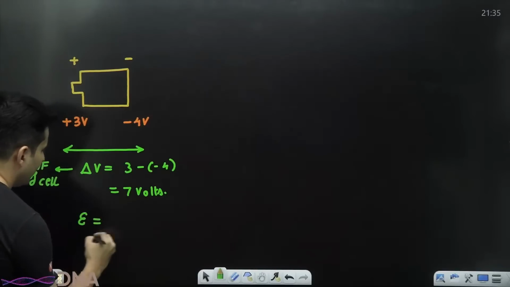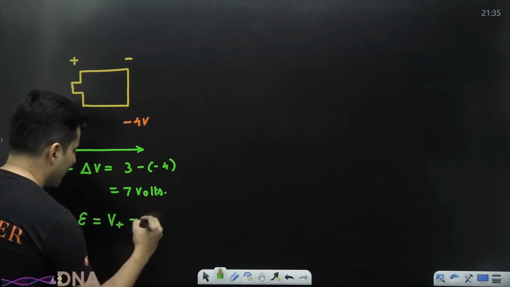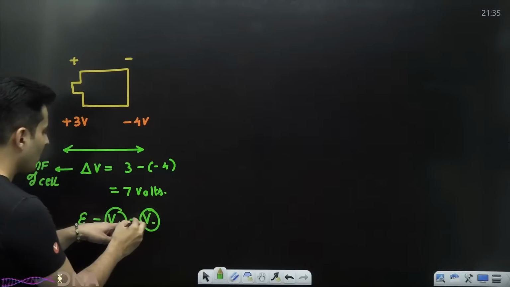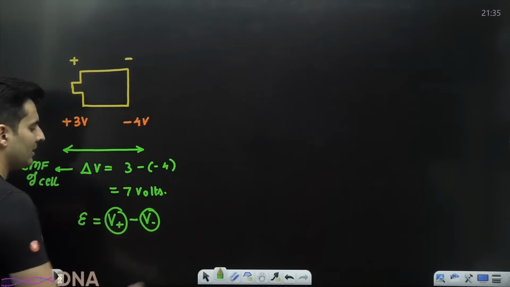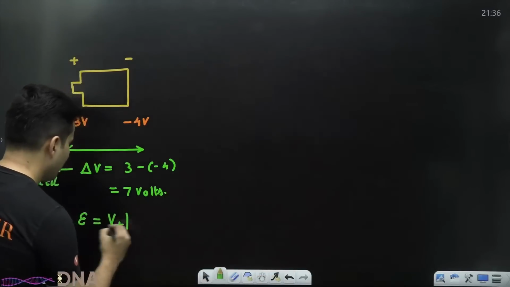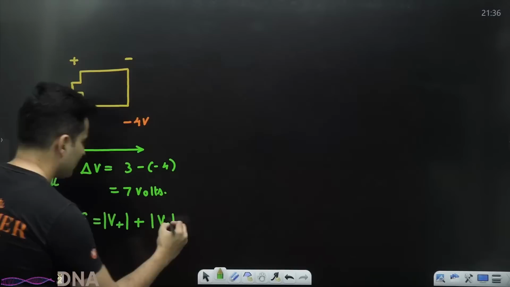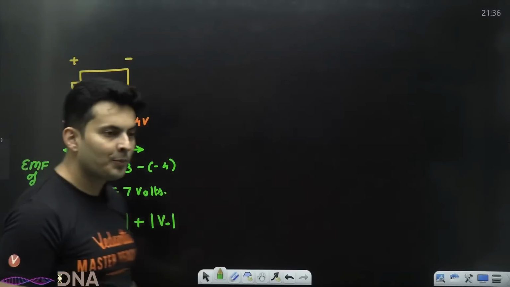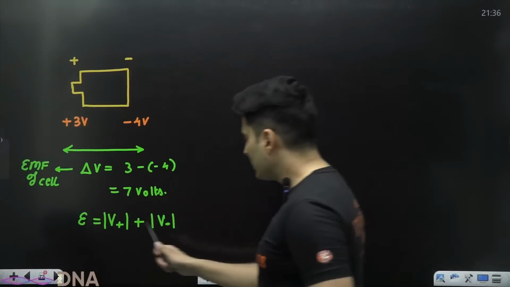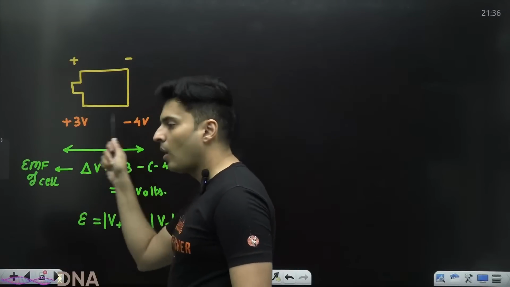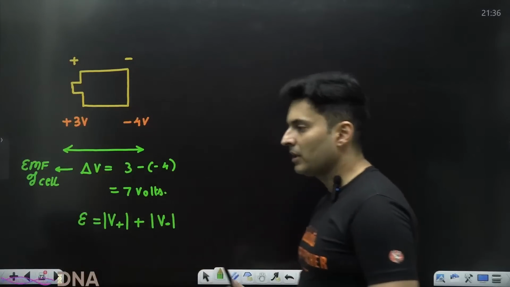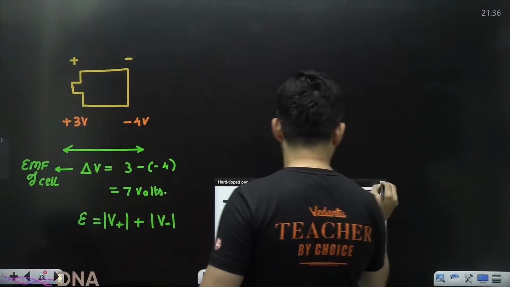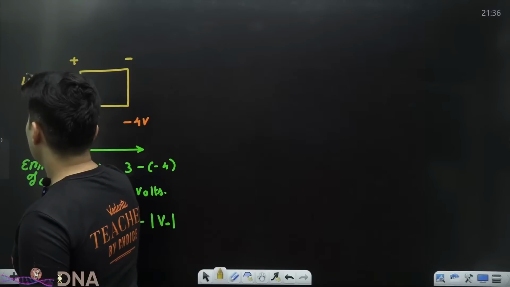So the EMF of the cell is basically the positive voltage minus the negative voltage. But if the negative voltage is already written with the negative sign, this will become plus. Understand that. Or else you can just think of it as V plus plus the modulus of V minus. This was 3, this was 4, 3 plus 4 is basically 7. So that becomes your EMF. Is this much understood? The voltage difference between the terminals of a cell is basically the EMF. But when do you measure these voltages? When there is no current flowing through it. The current should be 0.